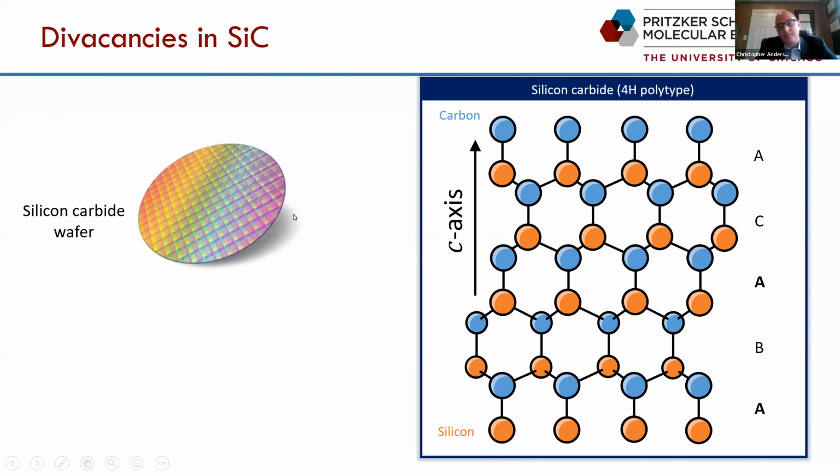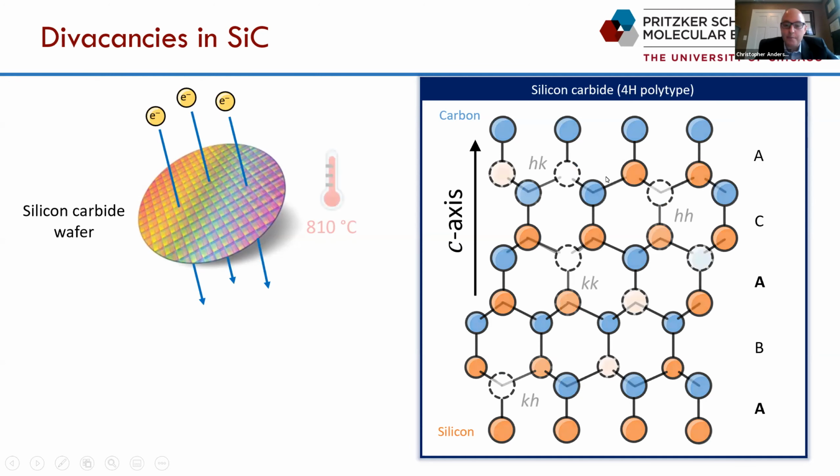So how do we make these defect centers? How do we make these spin qubits? Well, we take a wafer of silicon carbide. You have your stackings of silicon and carbon atoms. You can irradiate this with high energy electrons, knocking out some of these atoms and creating vacancies. If you anneal the sample, those vacancies migrate, forming divacancies.